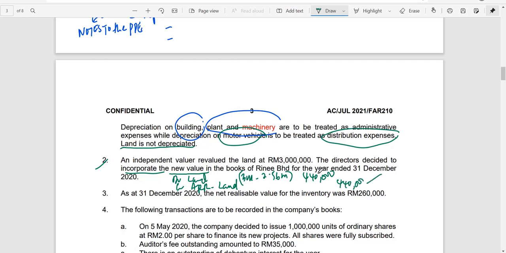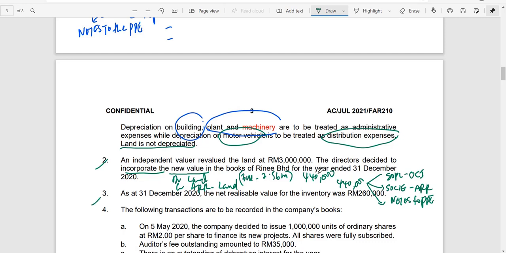And when you do this, you need to reflect this in the statement of profit or loss, in the section other comprehensive income. And also in the statement of changes in equity, this will be under the asset revaluation reserve, and also in the notes to the PPE. Okay, you need to show this in those three places.